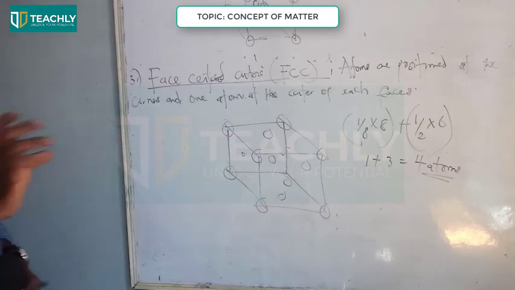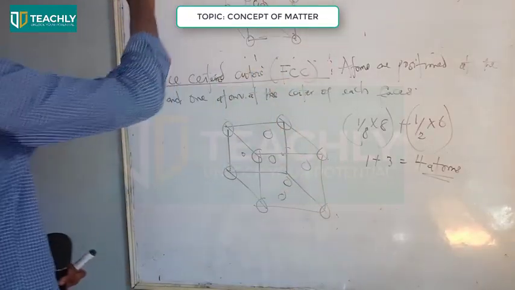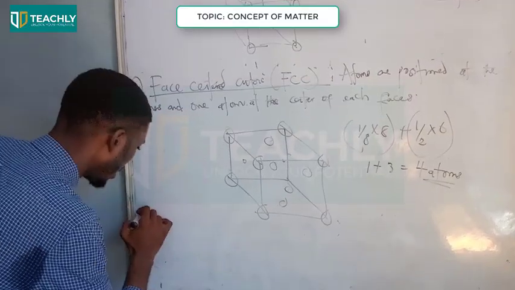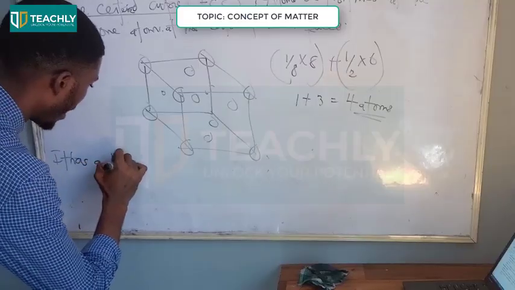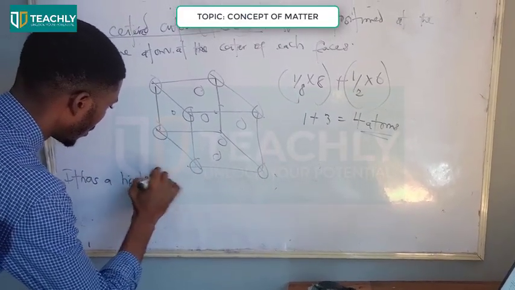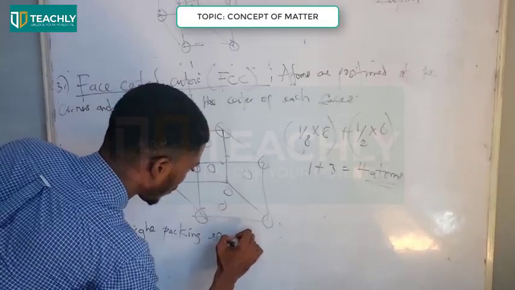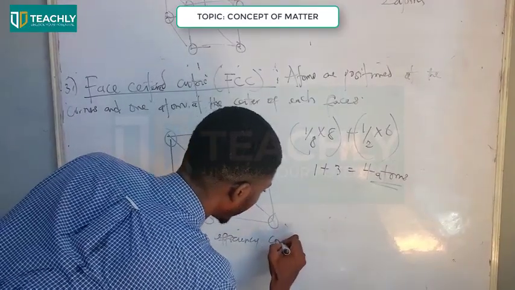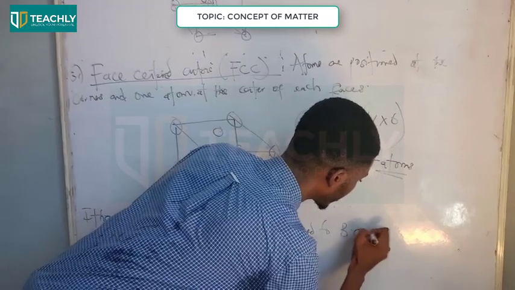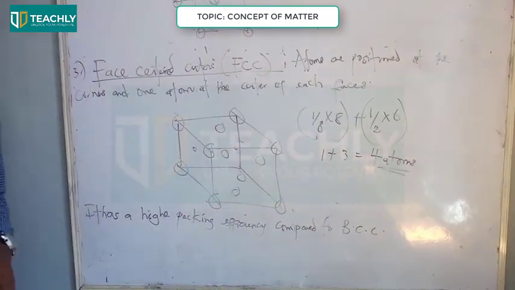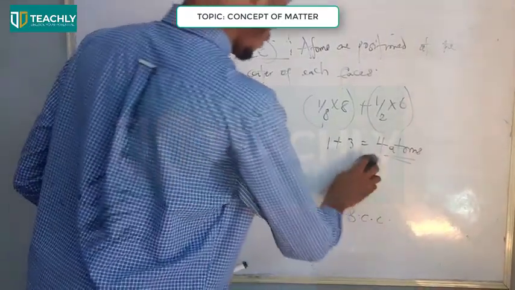Is it clear now? Now, this one has a higher packing efficiency compared to what? Body center. So I'm going to state here that it has a higher packing efficiency compared to BCC, body centered.